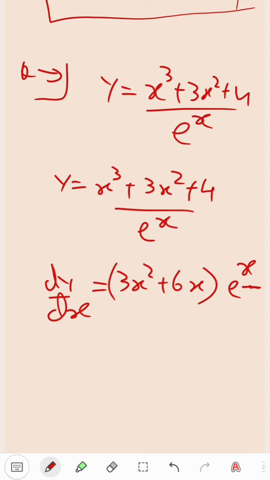Now in the case of this type of exponential function, e to the power x, it is a type of constant, and then this will be valid only for you.